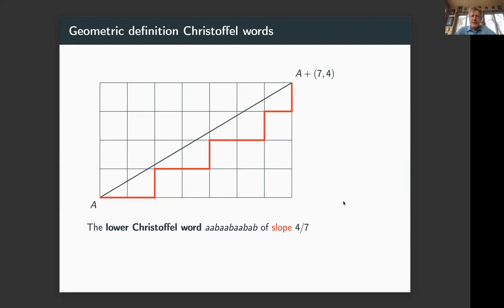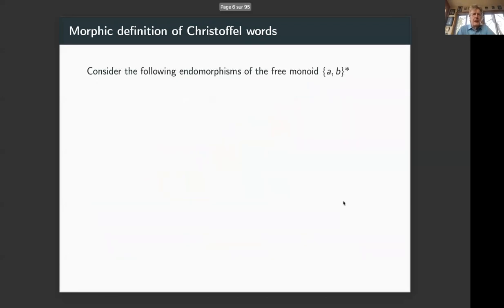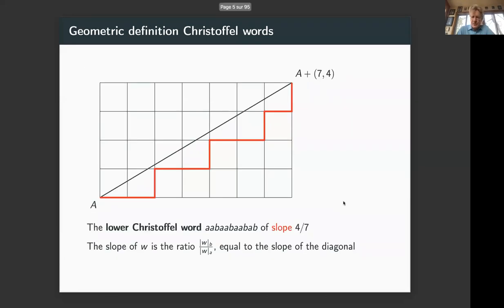And we say that the slope of this path is 4/7, which means that it is the slope of the segment of the diagonal, by definition. You can see also that the slope is the ratio of the number of B's divided by the number of A's, because it's easily seen in the figure. And this was the geometric definition.